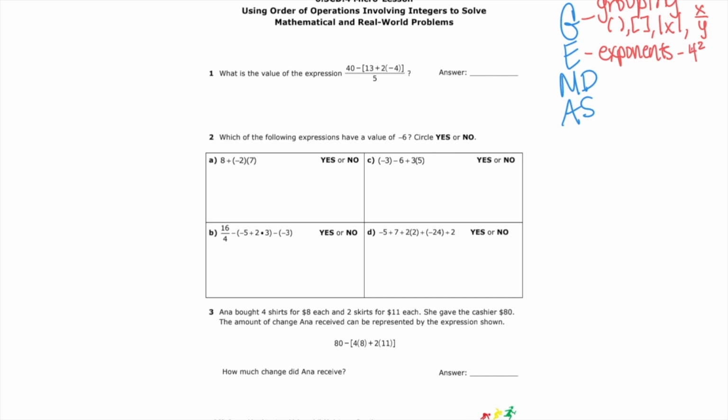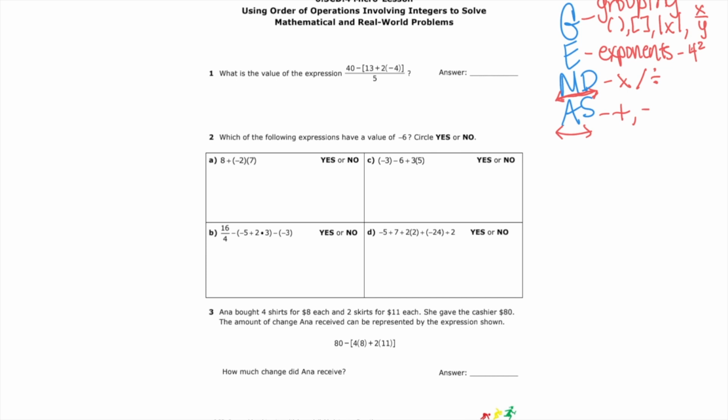Multiplying and dividing goes from left to right. I want you to think about when you're reading a book. Whichever one happens first in your number sentence, your mathematical sentence, you're going to read it first. So if division comes before multiplication, you're going to divide before you multiply. And the same is true about adding and subtracting. If subtraction comes before adding, then you're going to subtract before you add.